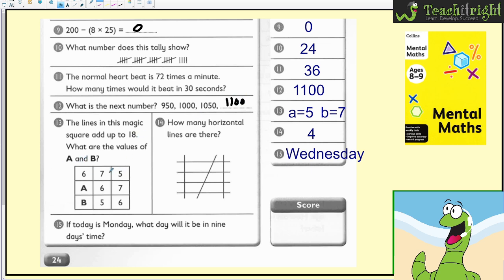Line up the lines in the magic square, they add up to 18. What are the values of A and B? Well, it's actually quite a fun square, and you may have noticed something just right off the bat. It goes 675, 576, 765.